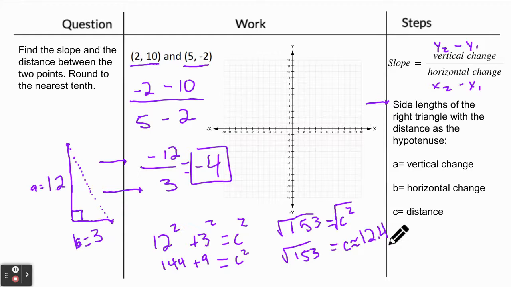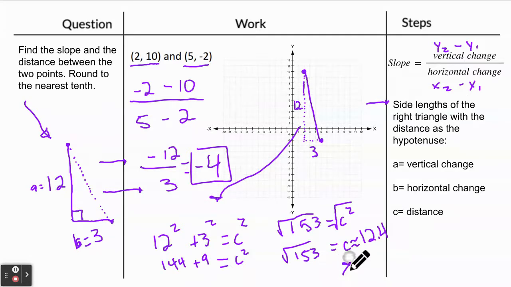12.4. So just really quickly on the graph, the reason the graph might help us is because it can help us create this triangle. If we plot these 2 points, (2, 10) and (5, -2), we can create this right triangle on the grid, which shows us that we can count over 3 units and count down 12 units, which gives us our right triangle. Now we can use that to create the Pythagorean theorem and solve for our distance, which is C.